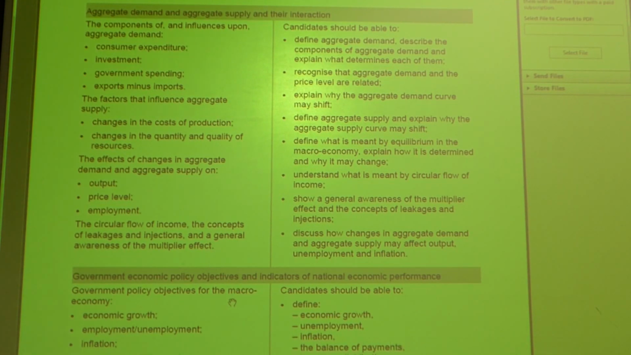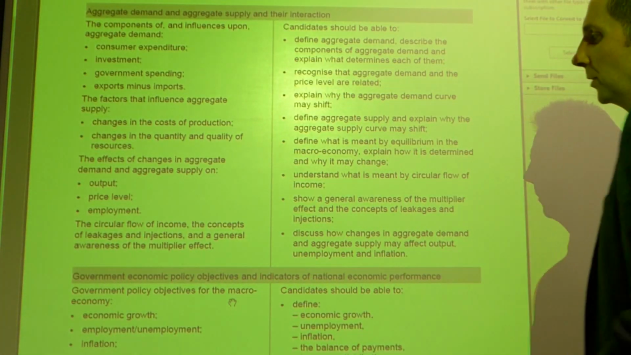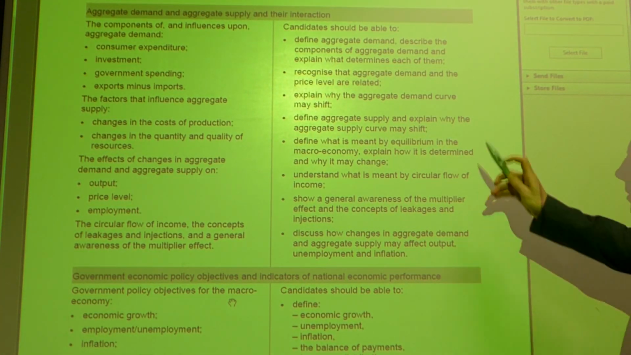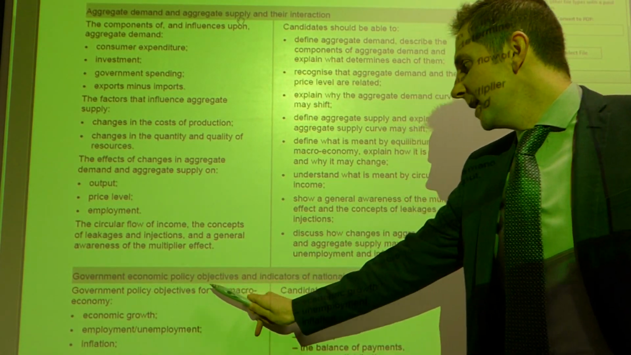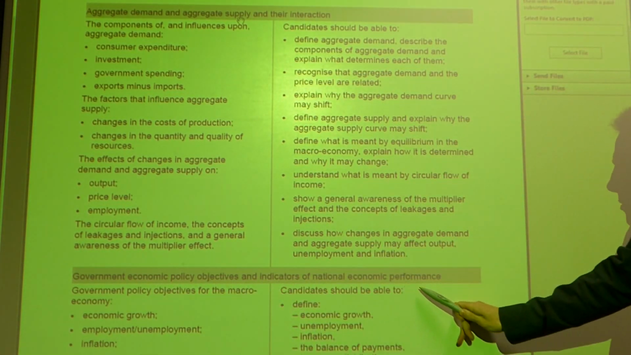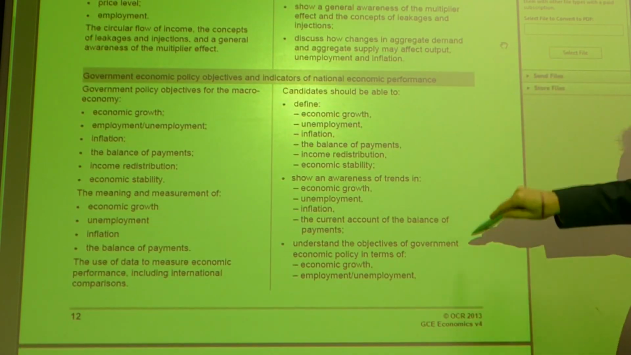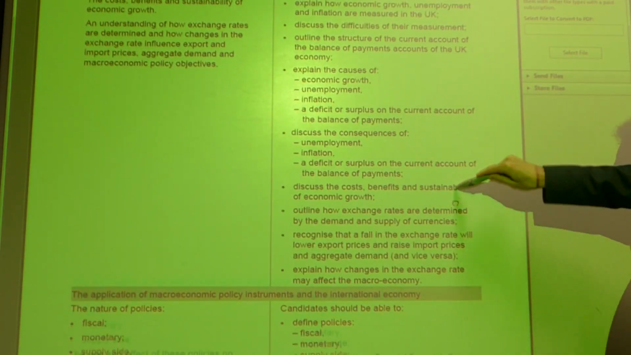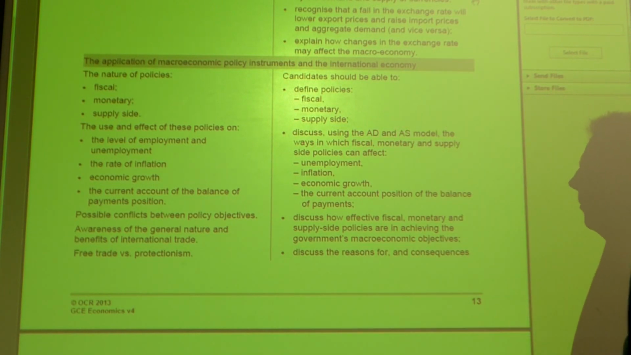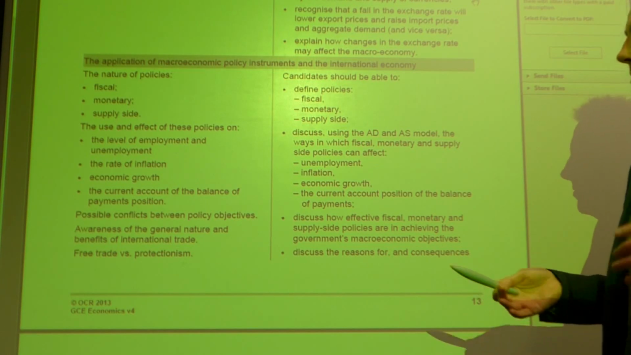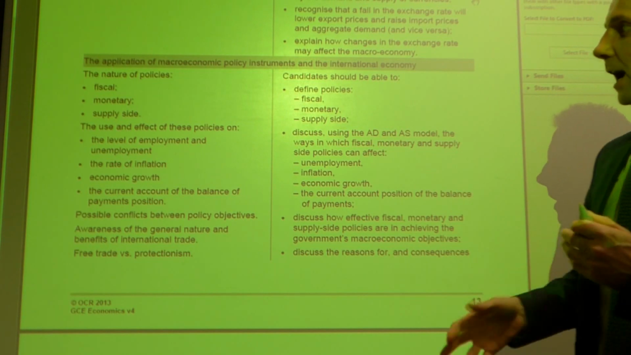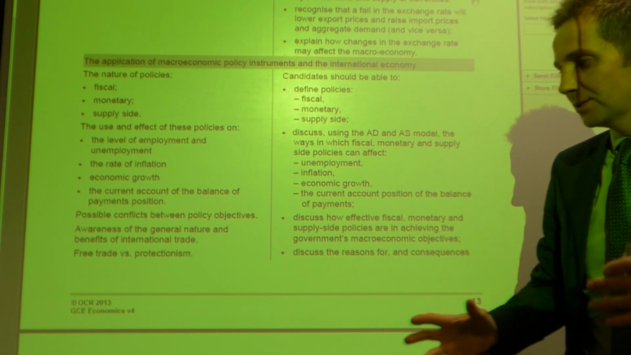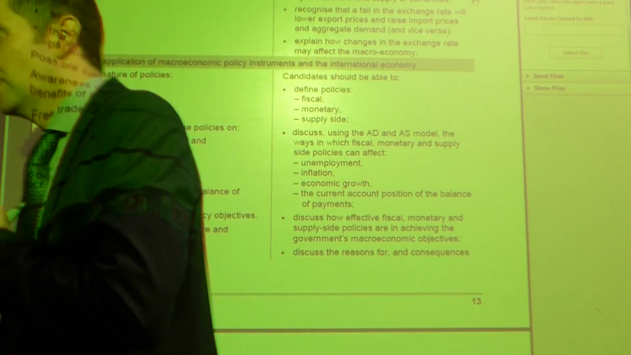So here we have the specification for F582, and again F582 is in 3 parts: aggregate demand and aggregate supply and their interaction, government economic policy objectives and indicators of national economic performance, and scrolling it on to the final section, the application of macroeconomic policy instruments and the international economy. And so what I've done again here is to look at what has been assessed on the right hand side of this spec, and then to consider what might be assessed in the future, i.e. June 2016.